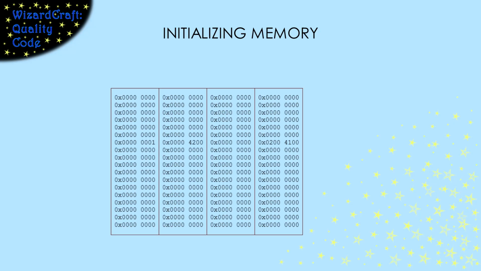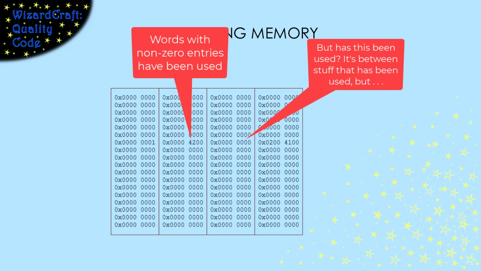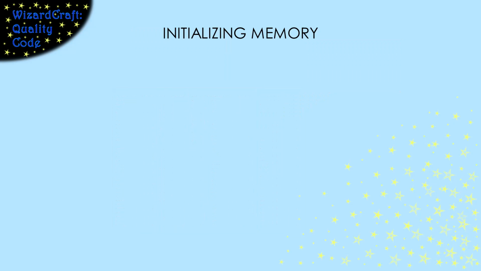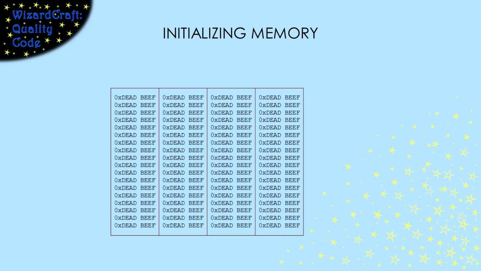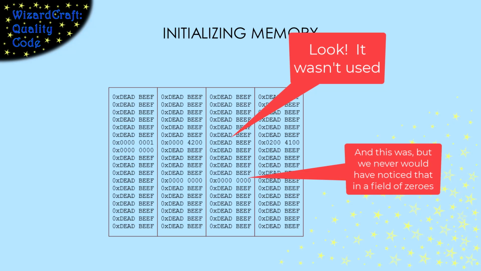However, because that's a value that happens a lot, it doesn't let you see where memory has been used very well. If you're worried about where memory has been used, you might want to initialize memory to a pattern so that you can see where that pattern has been disrupted by memory use. The hex value DEADBEEF is easy to spot and memorable.